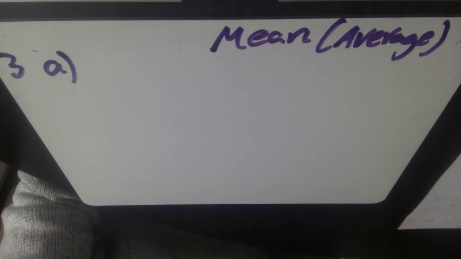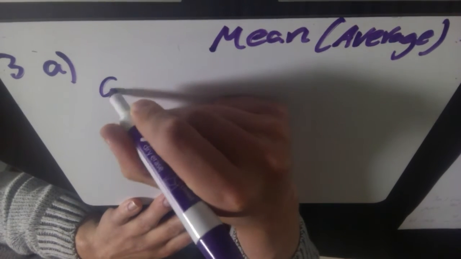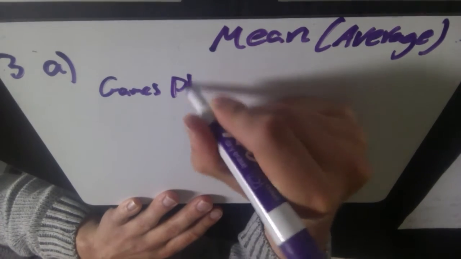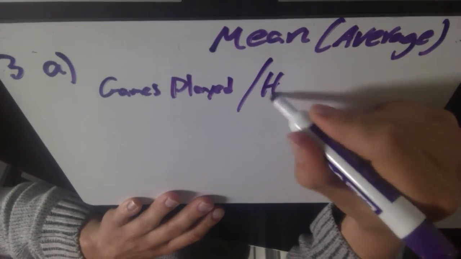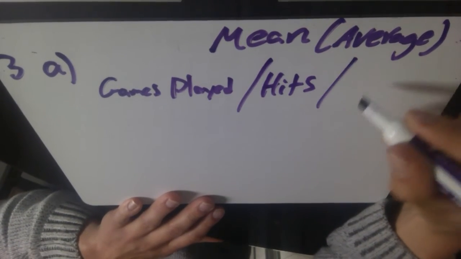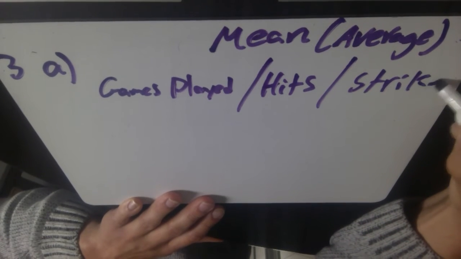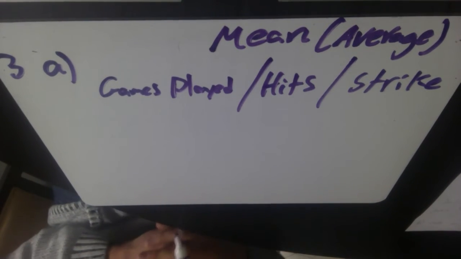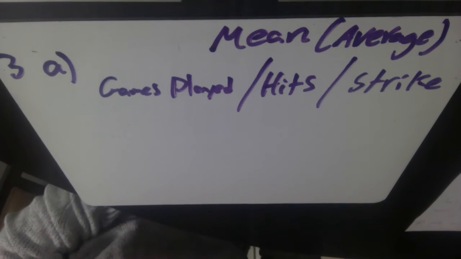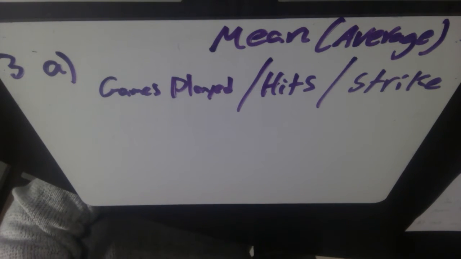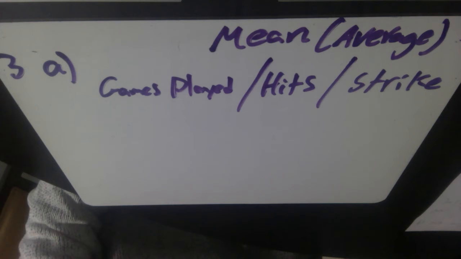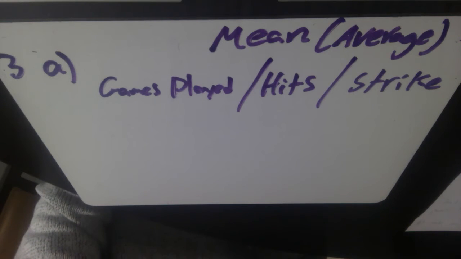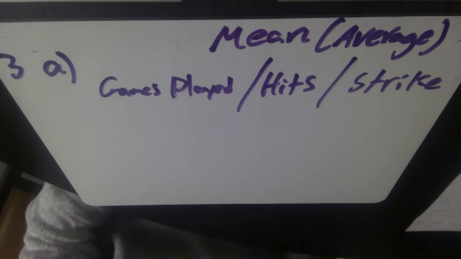Here we go. So calculating the mean with this set of data, we're going to start with games played. We're going to analyze that set of data. We're also going to look at hits, and we're going to look at strikeouts. So looking at the set of data, we want to go down the column vertically because that's how this table is set up. So we have green, that player's played 104 games. Brown has played 107 games. White has played 89 games, and so on.